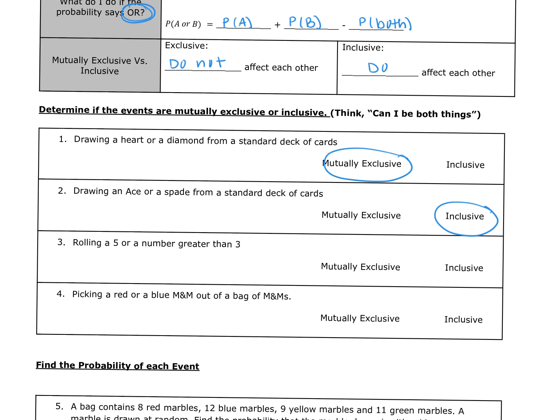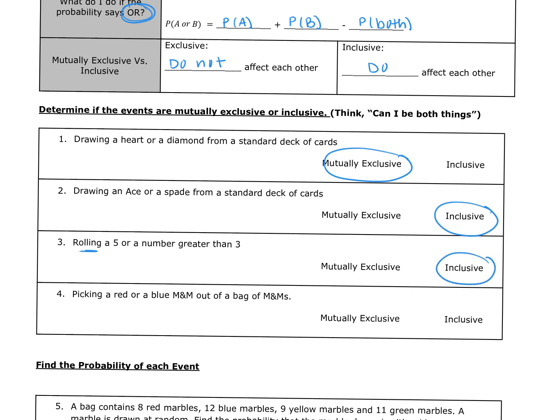Okay, number 3 says rolling a 5 or a number greater than 3. Whenever it's talking about rolling, assume they're talking about rolling a die or a dice. Okay, so you're rolling a 5 or a number greater than 3. Well, you have to think, is 5 a number greater than 3? It is, so that's going to be inclusive because they do affect each other.